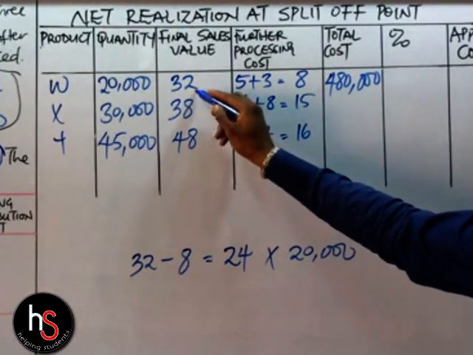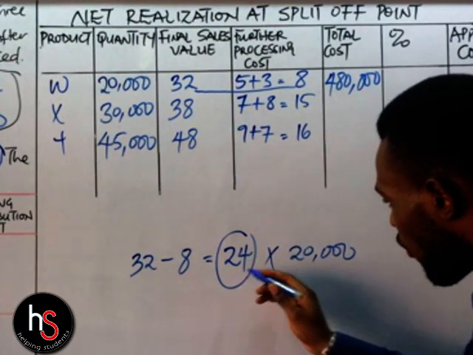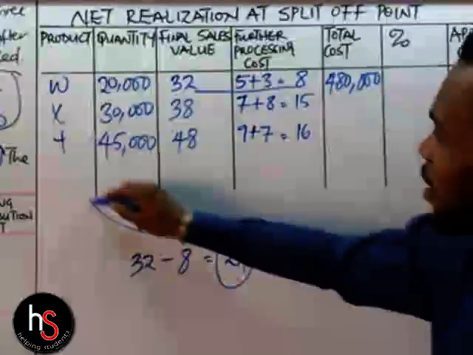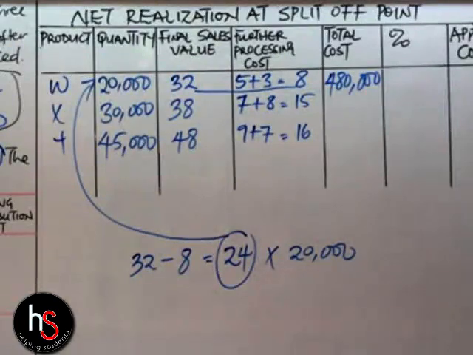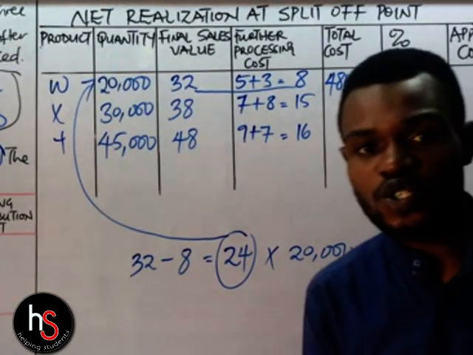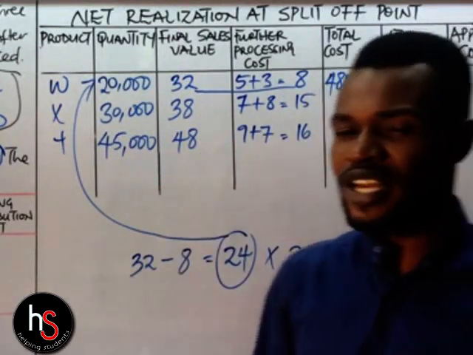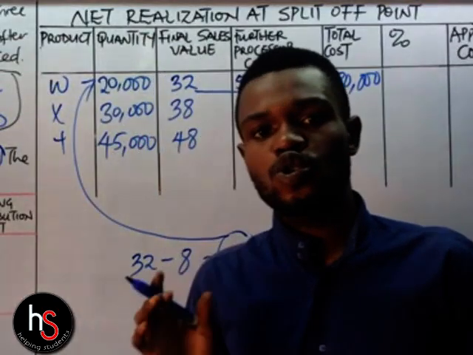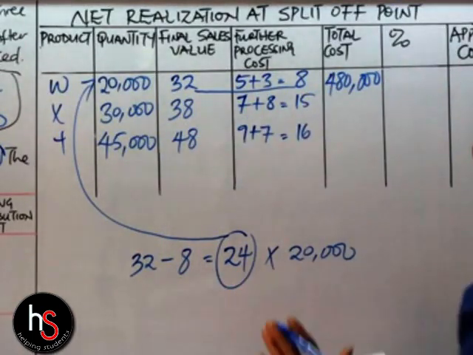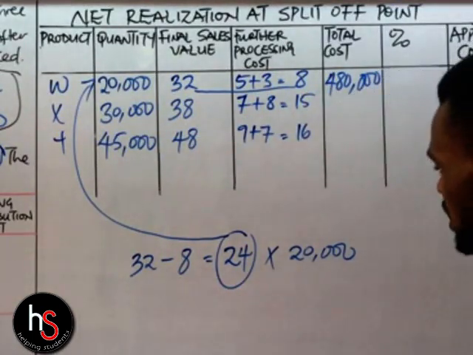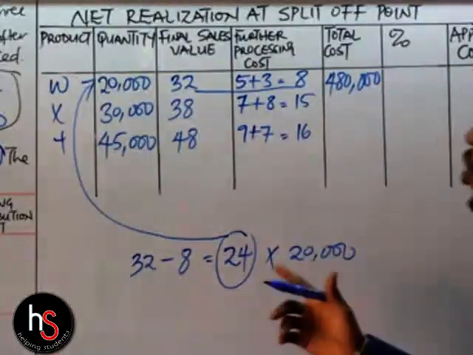Now let me repeat what I did here. 32 minus 8 gives us 24. Then 24 times 20,000 gives us 480,000. That is the step I took. But when you use your calculator and you say 32 minus 8 times 20,000, it's going to give you a wrong figure entirely. So try as much as you can to follow the steps. See what I did: 32 minus 8 is equal to 24, then 24 times 20,000 gives you 480,000. If you move directly, you'll get a wrong figure.